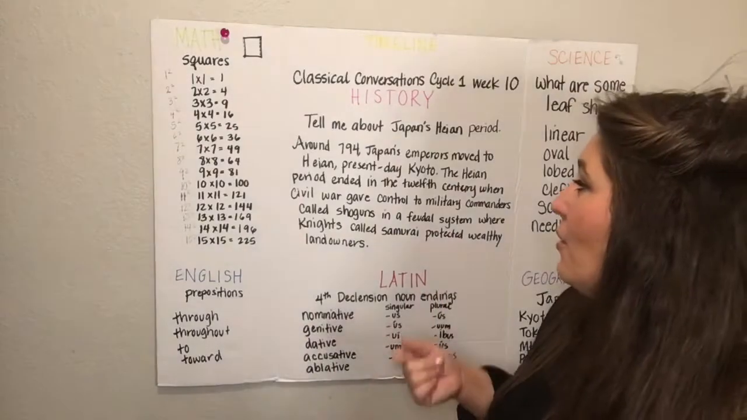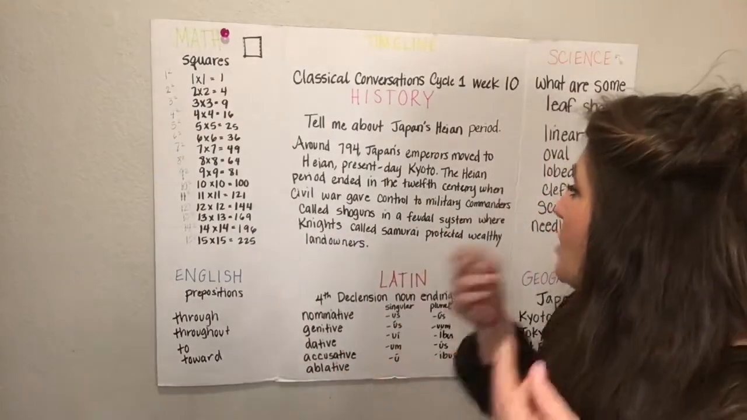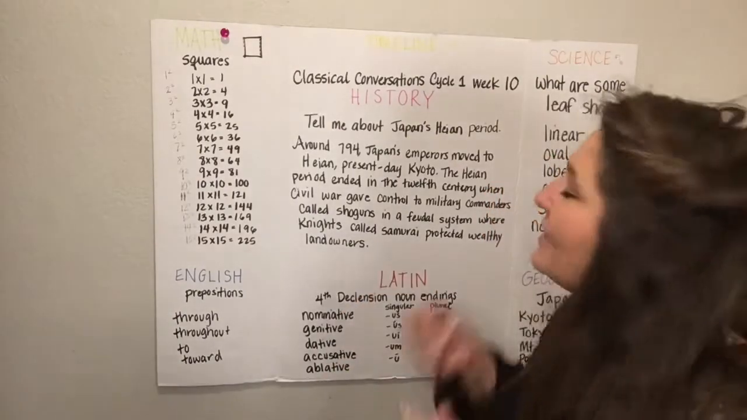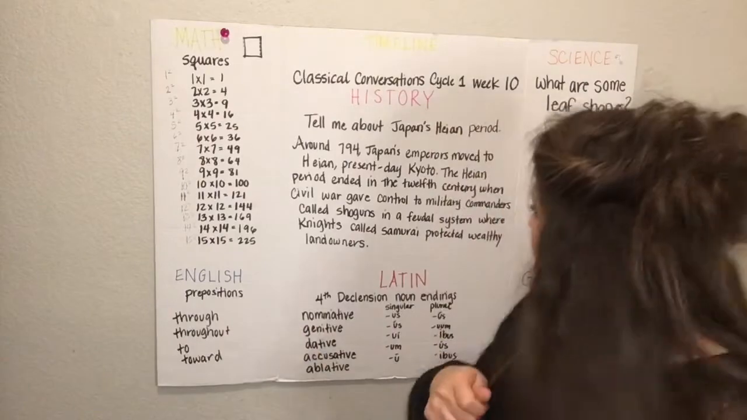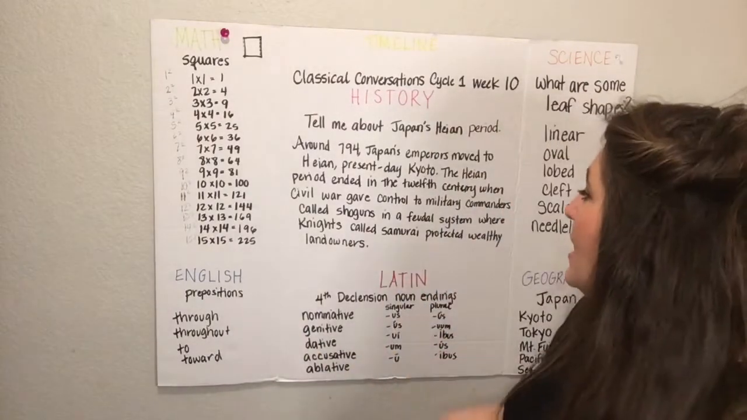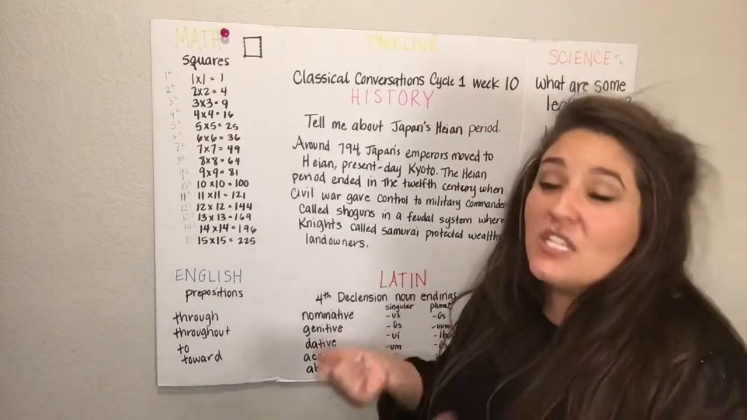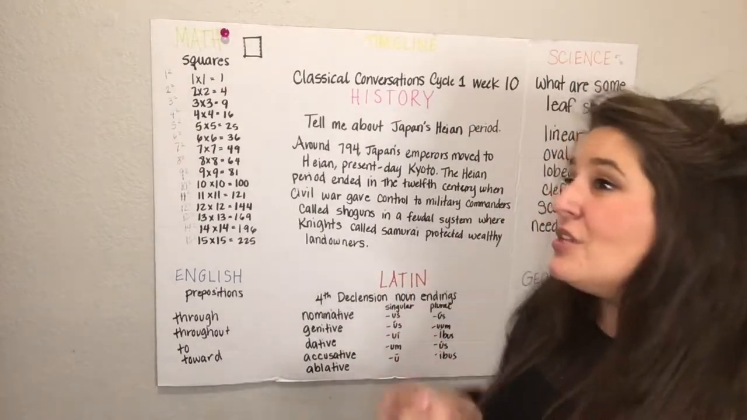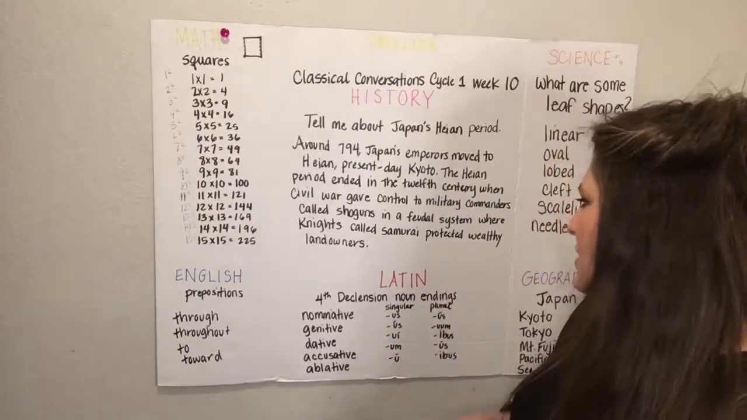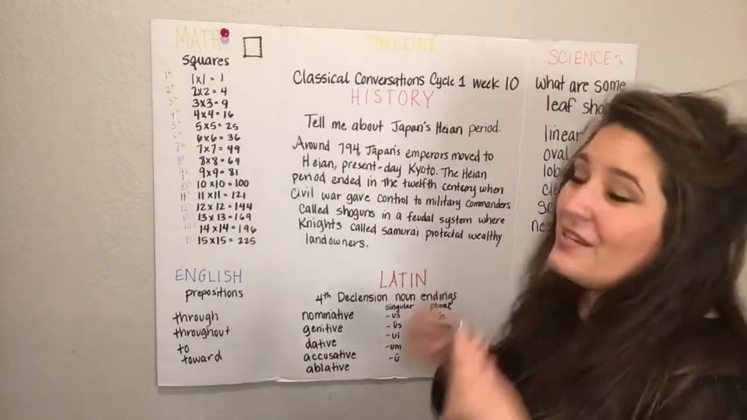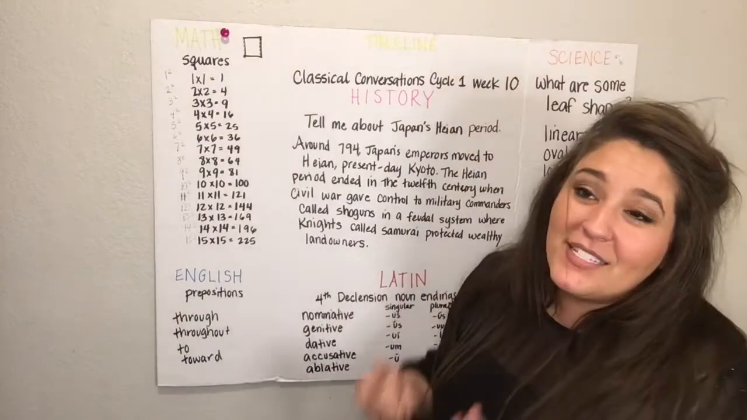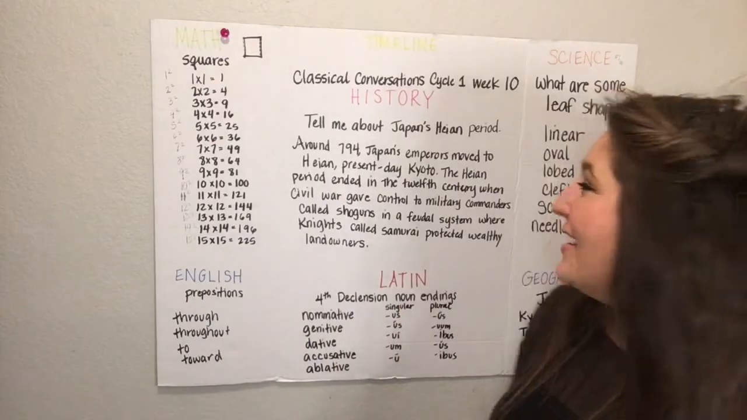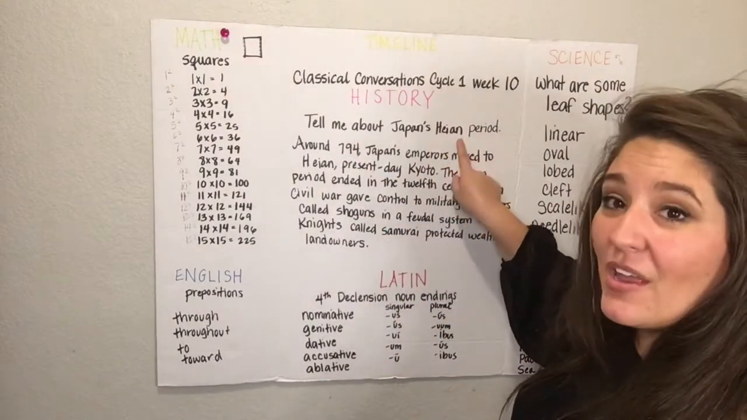Here we go. Around 794, Japan's emperors moved to Heian, present-day Kyoto. Boom, boom. The Heian period ended in 12th century when civil war gave control to military commanders called shoguns, in a feudal system where knights called samurai protected wealthy landowners. You got it.